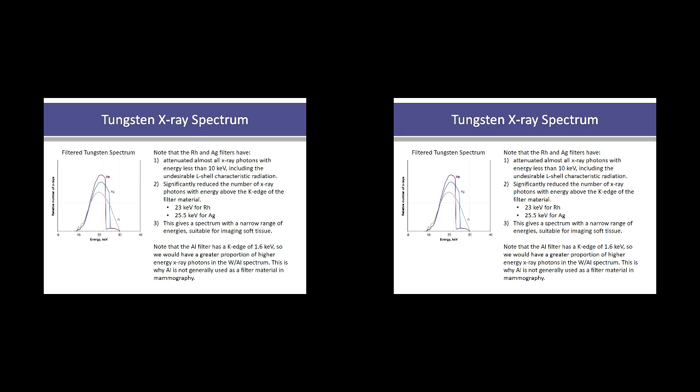Another key difference in mammography compared to general radiography is that in general radiography, even if we just think of a chest X-ray, we've got bone, we've got lung, we've got soft tissue. In mammography, all we have is soft tissue. Aluminium's unsuitable. It has a K edge of 1.6 keV, so we don't get very much attenuation of these higher energy X-ray photons, and it doesn't have that same property, and it's not generally used as a filter material in mammography.